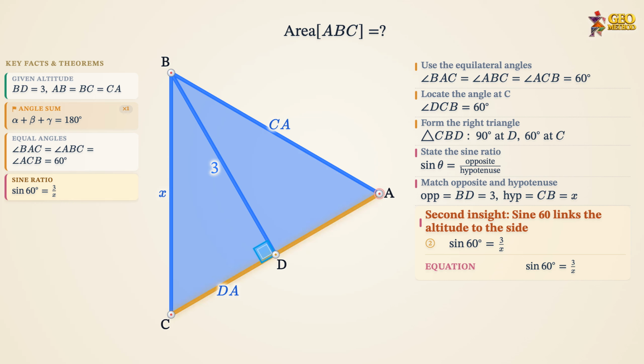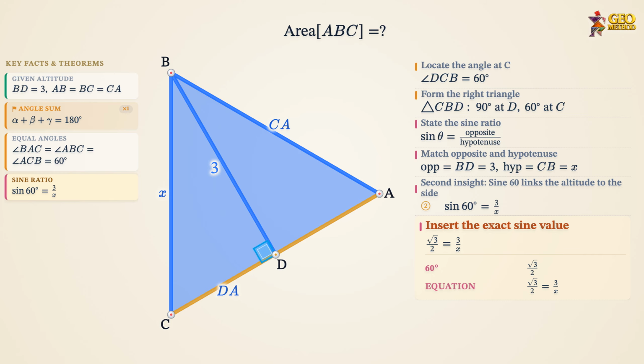A second insight now finishes the structure. Sine 60 links the altitude to the side. The sine of 60 degrees is the exact value root 3 over 2. Replacing the sine with that value gives root 3 over 2 equal to 3 over x. Now, it is pure algebra to isolate x.